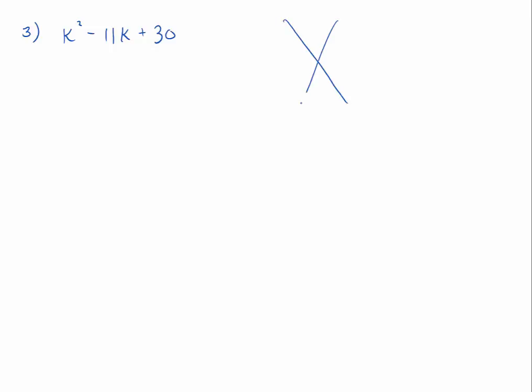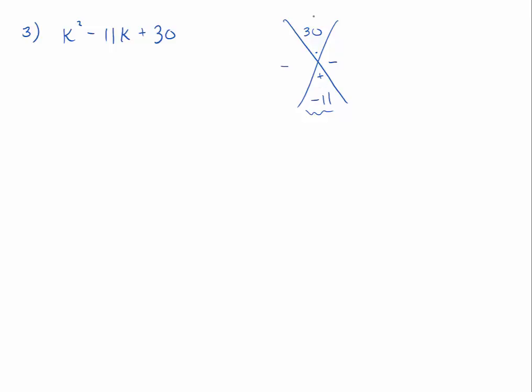I draw my x. My top up here is 30, 30 times 1 is 30. And my bottom is negative 11. So now I have to ask myself, what two things multiply to get a positive 30 and add to get a negative 11? Since they have to multiply to get a positive number, I know that both of these signs have to be the same. And since they have to add to get a negative number, they both have to be negative.